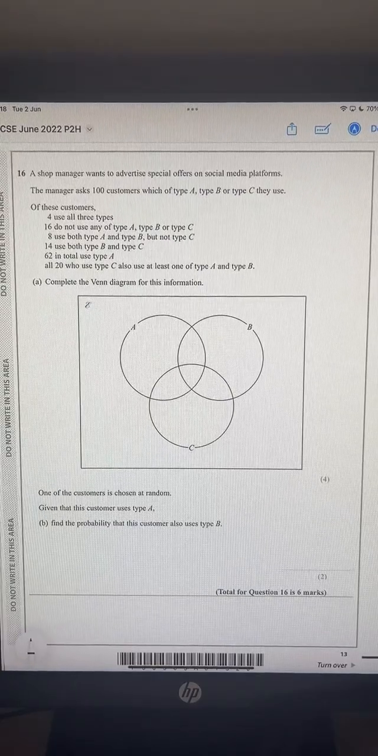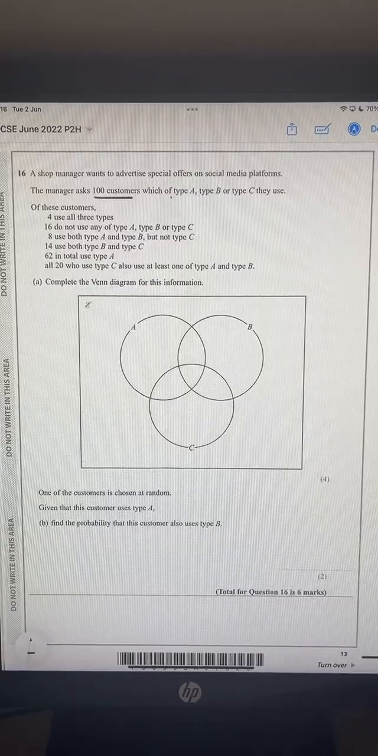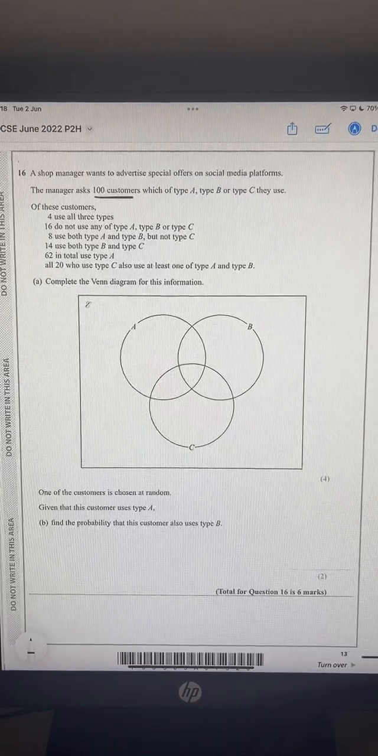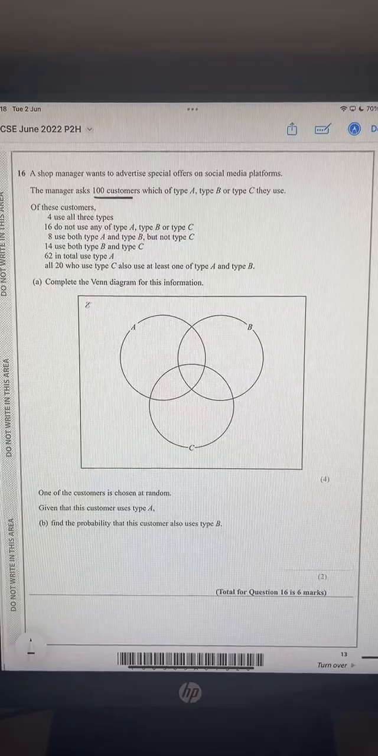So, a shop manager wants to advertise special offers on social media platforms. They ask 100 customers, so that's my total, which type, A, B, or C, they use. What thrilling names for these social media platforms. Of these customers, and then I like to just read all of this information first, and then I read through them again, and I put them into my chat. Thank you for the rose, Juna.